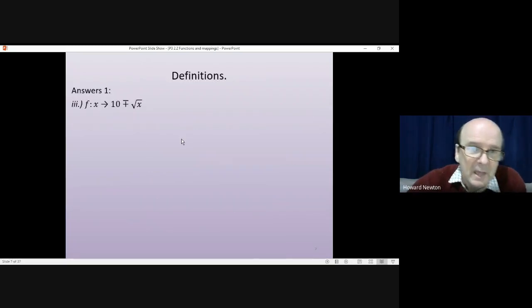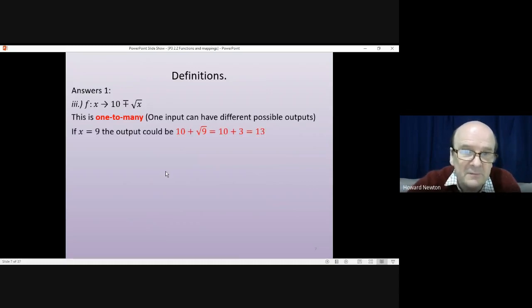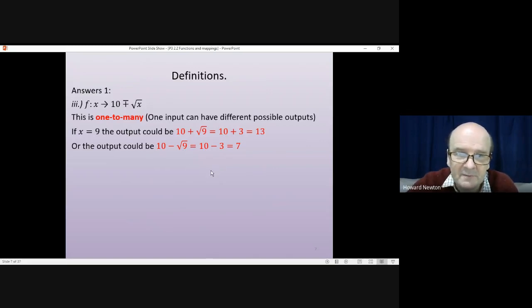And the third question, f maps x to 10 plus or minus the square root of x. The plus or minus should start ringing alarm bells with you. This is a one-to-many function because one input for x can have different possible outputs. If x equals 9, so if 9 is the input, the output could be 10 plus the square root of 9, which is 10 plus 3, and 13. But the output could also be 10 take away the square root of 9, 10 take away 3, which is 7. That's what is meant by a one-to-many function.